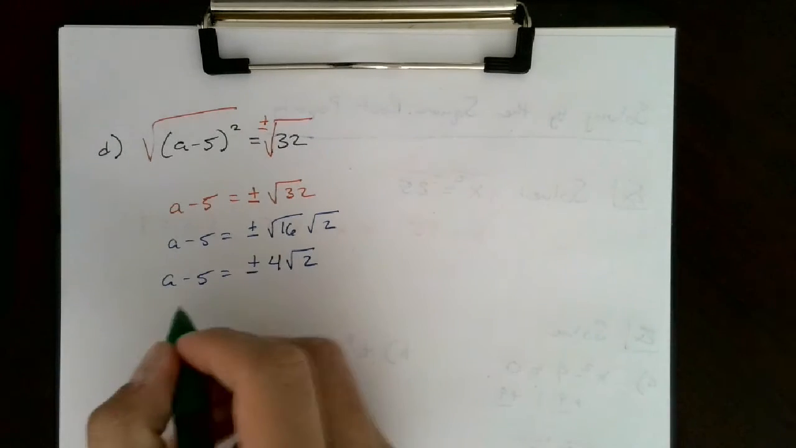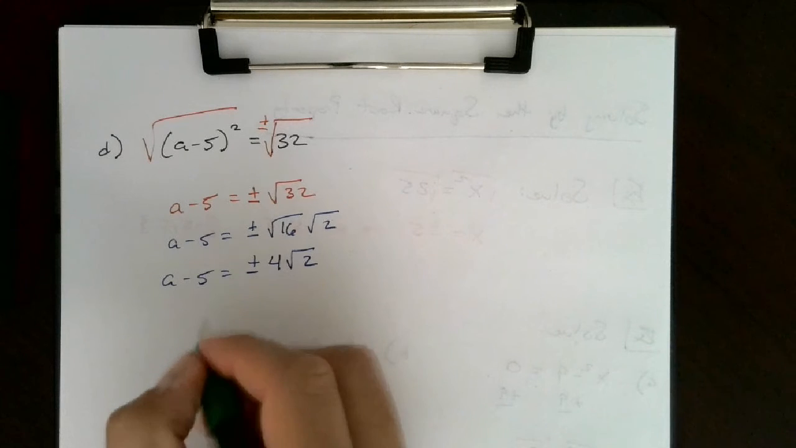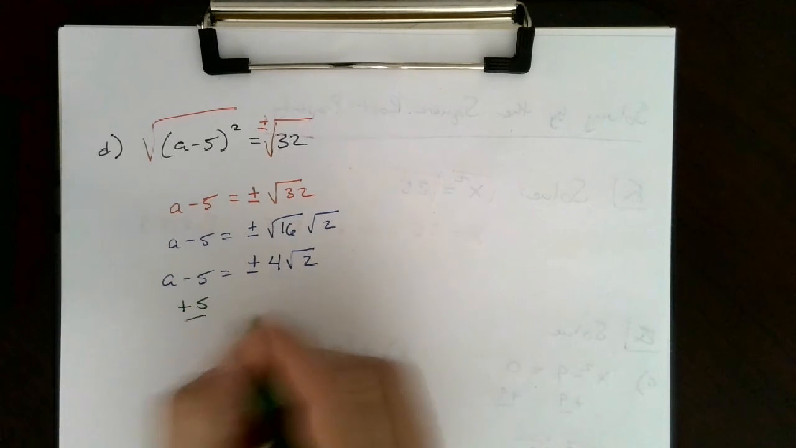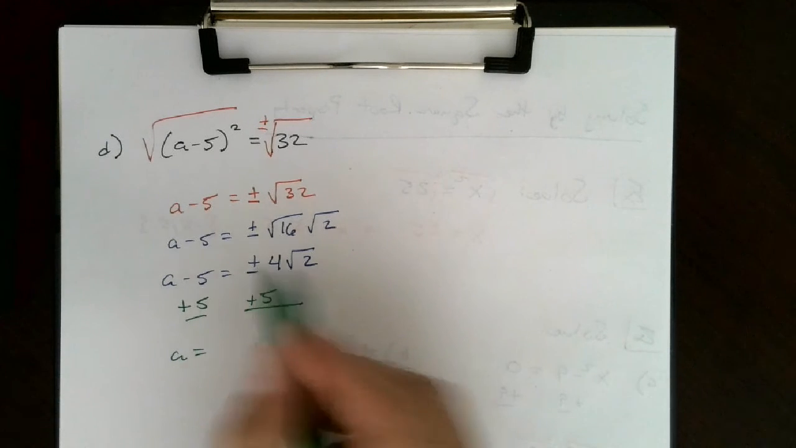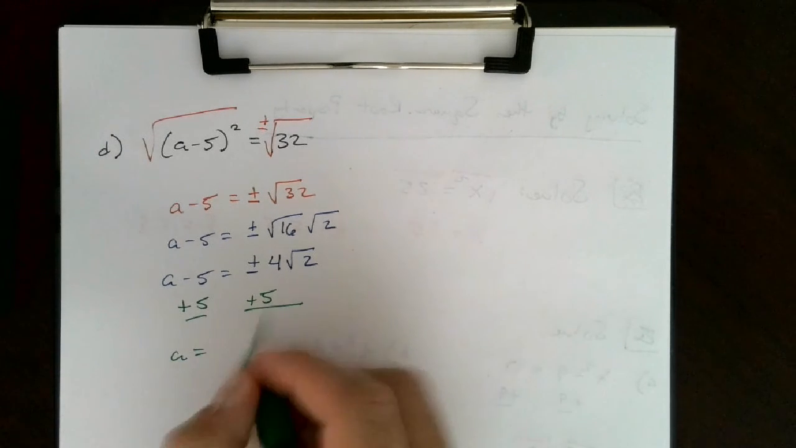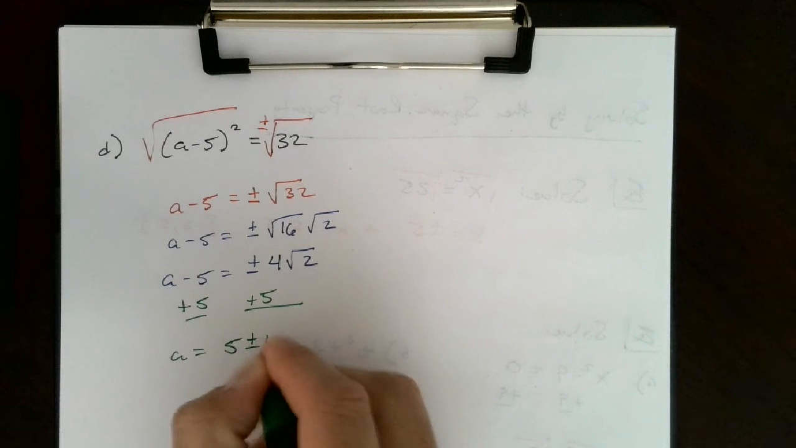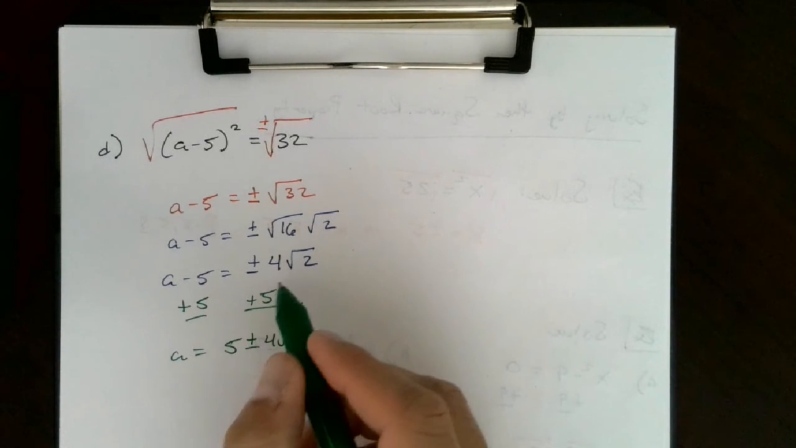And then lastly, now you want to isolate a. Remember, the goal is to solve for a when we say solve here. So I'm going to add 5 to each side. And we end up with a equals 5 plus or minus 4 square root of 2. You're just adding it together like that.